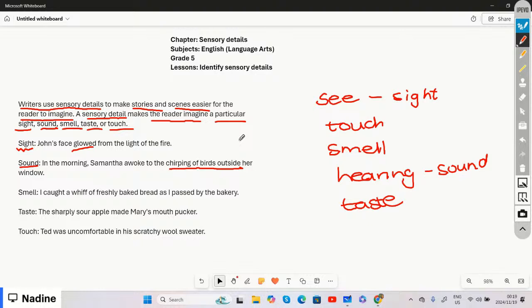Yes, my brother's clothes shined under the sun. Yes, well done.